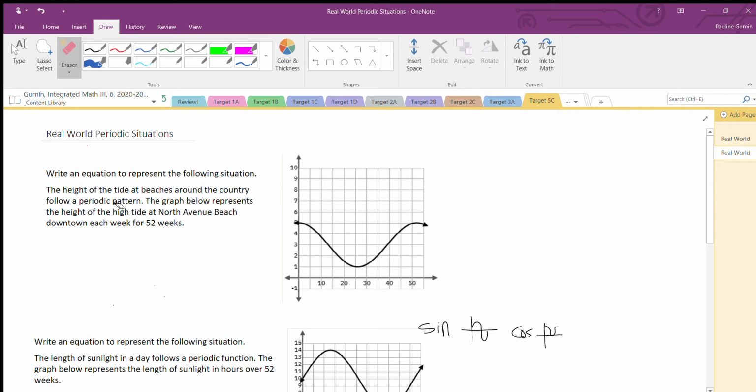follow a periodic pattern. The graph below represents the height of the high tide at North Avenue Beach, downtown, each week for 52 weeks. So that is a whole year. Now, the first thing we need to decide is whether this is a sine or cosine function. Take a look at the little sketch on the bottom right-hand corner area. To me, the graph that is presented with this problem looks more like the cosine. So I'm going to write down the cosine skeleton.